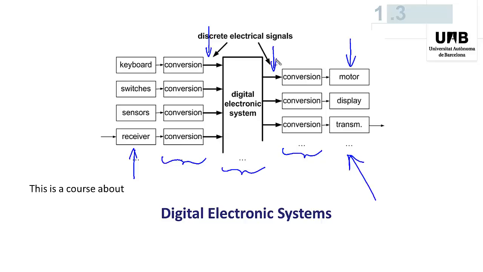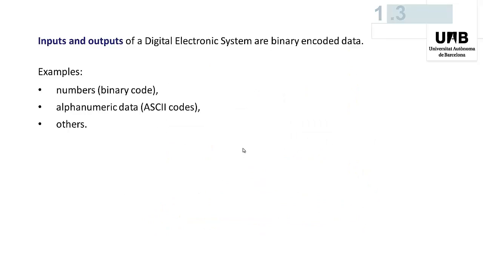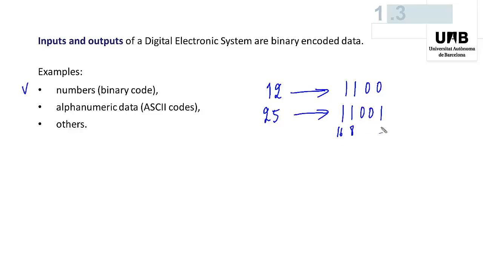This course is about digital electronic systems. The inputs and outputs of a digital electronic system are binary encoded data. Two examples of binary encoding are the following. Numbers can be represented according to the binary numeration system. If we want to represent decimal number 12 in binary, it's a 4-bit number, 1100. Another example, 25 in binary is 11001, 16 plus 8 plus 1.